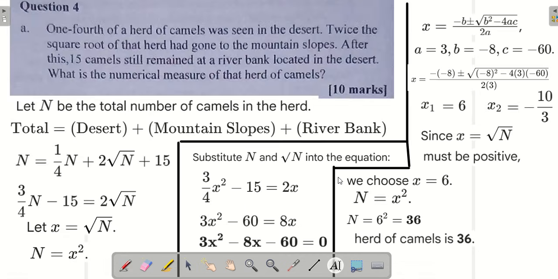Now let's go to the next question. Question 4. 1/4 of a herd of camels was seen in the desert. Twice the square root of that herd had gone to the mountain slopes.